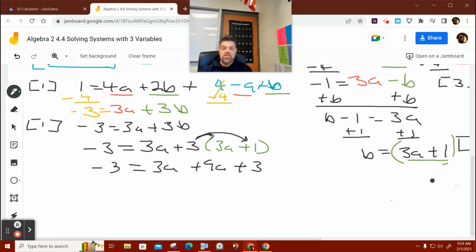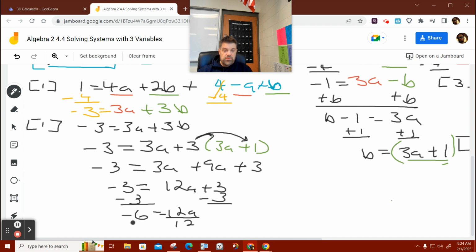If I combine like terms, I get 12A plus 3 is equal to negative 3. Subtract 3 from both sides. Okay? And then I get negative 6 is equal to 12A. Divide by 12. And I get A. I'm running out of room, but A equals negative 1 over 2. Okay? That's it. A equals negative 1/2.